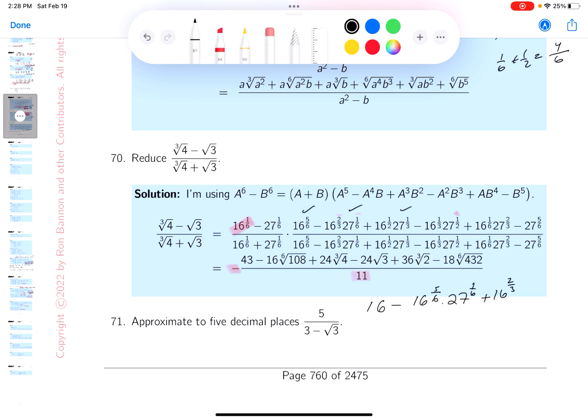All right, let's do the 27 to the 1/3 now. This is a lot of work. Let's see what we get over there. That's 1/3 and 1/6. That's going to be a 6. 2 plus 1 is 3, 1/2. And then you can get 27 to the 2/3. And then you're going to get minus 16 to the 1/6, 27 to the 5/6.